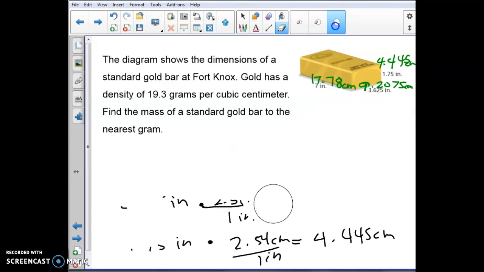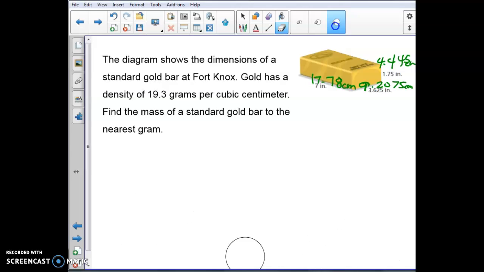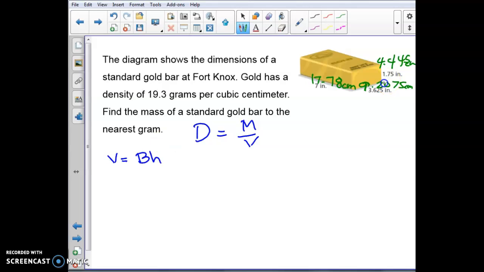So now that we have converted from inches to centimeters, we're now going to find the volume. Let's find the volume first. Please remember your formula. DMV, so density is equal to mass over volume. So volume is equal to area of the base times the height. So your prism height is 1.75 inches, which is equivalent to 4.445 centimeters.